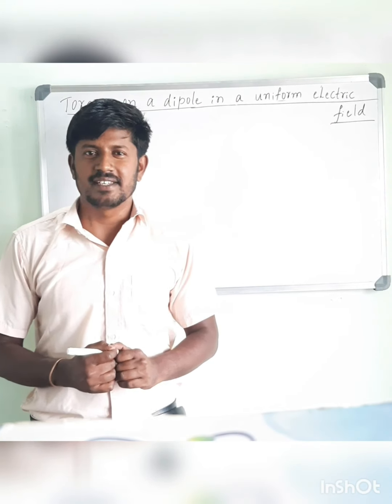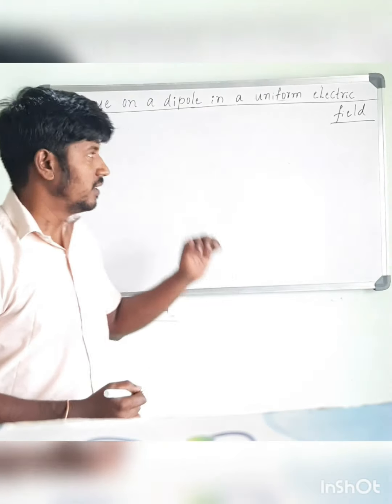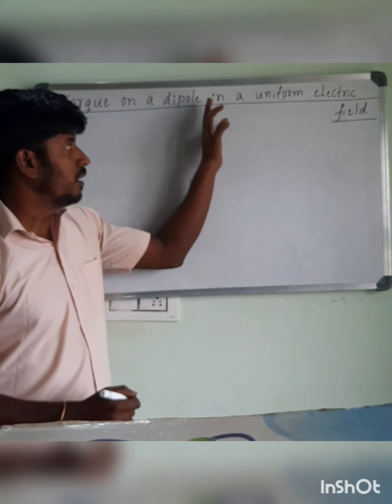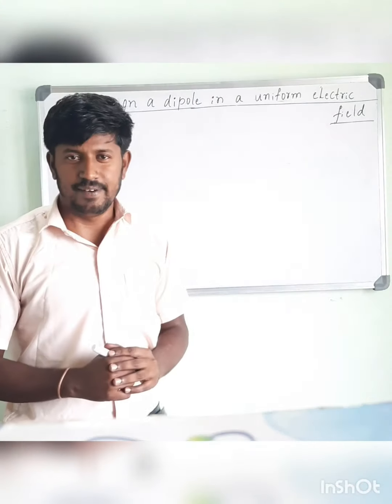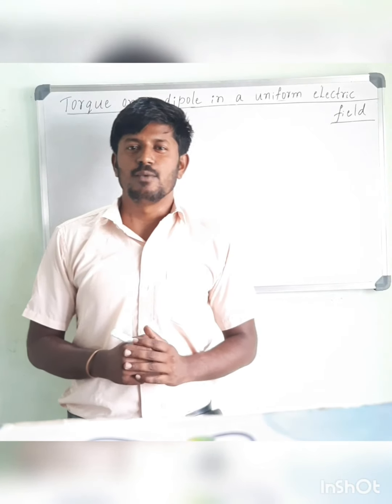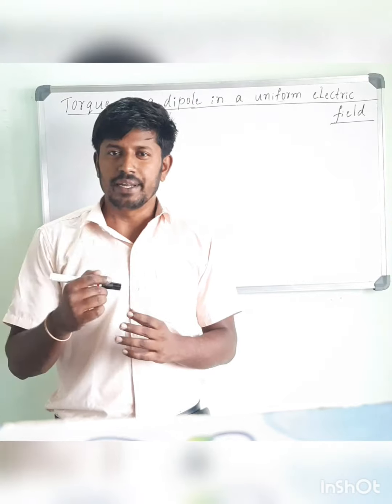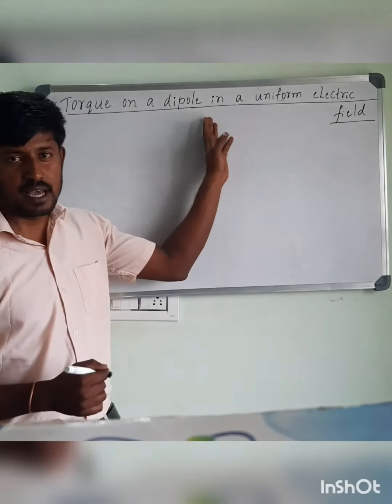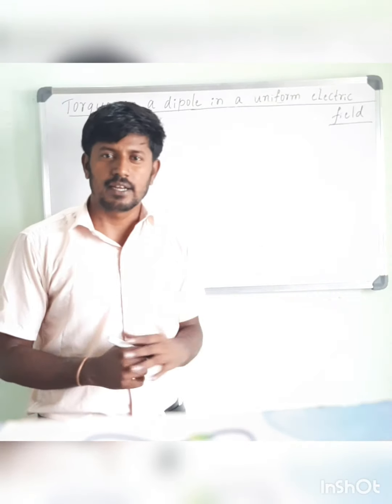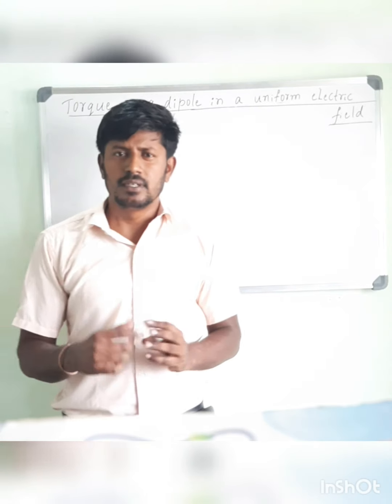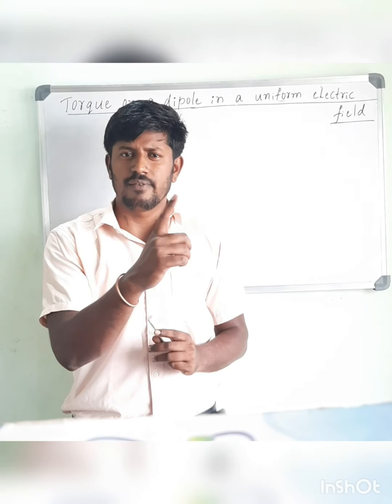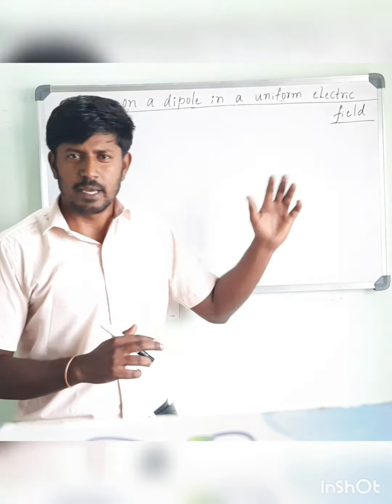In this class, let us derive an expression for torque on a dipole in a uniform electric field. Before going to this derivation, let me explain the definition of three terms. One is torque, second one is dipole, third one is uniform electric field. Torque is nothing but the turning effect of force about a fixed axis. And dipole means two equal and opposite charges separated by a very small distance.